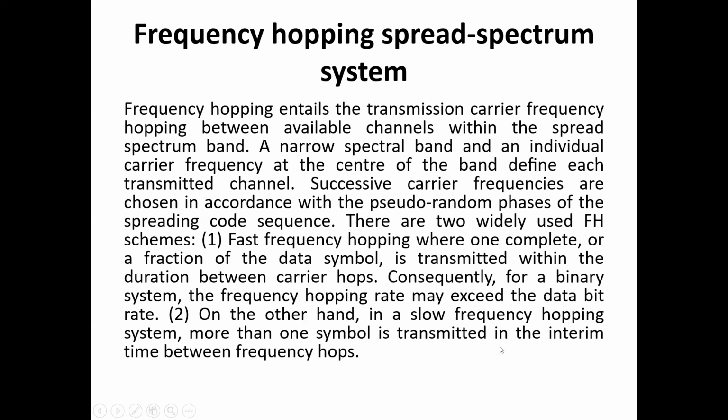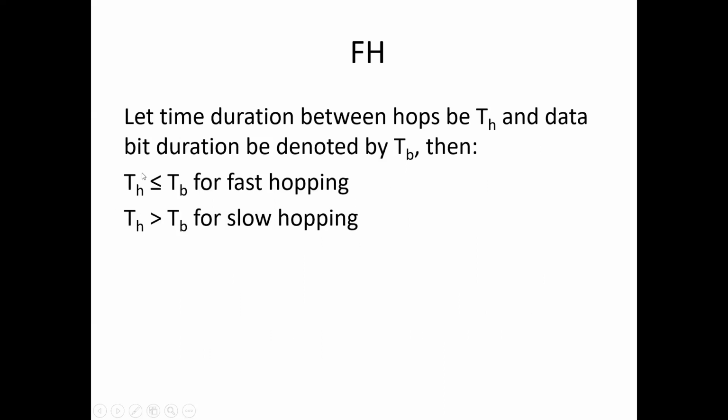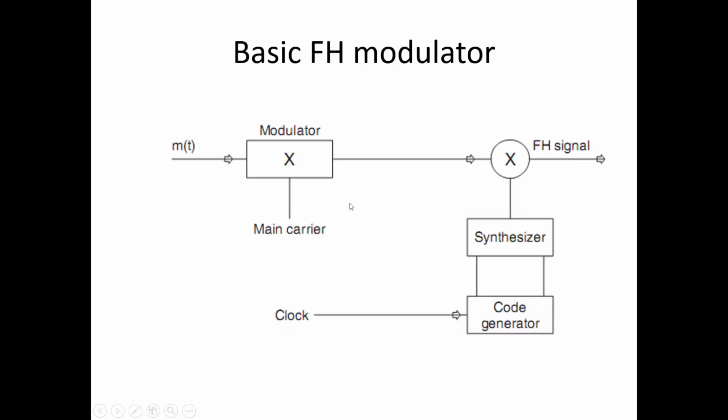On the other hand, in a slow frequency hopping system, more than one symbol is transmitted in the time between two frequency hops. In other words, if the time of a hop is less than the time of a single bit, this will be fast hopping. If the time of a hop is greater than the time of a bit, at that time we have slow frequency hopping. Now let's go to the transmitter of the frequency hopping system.